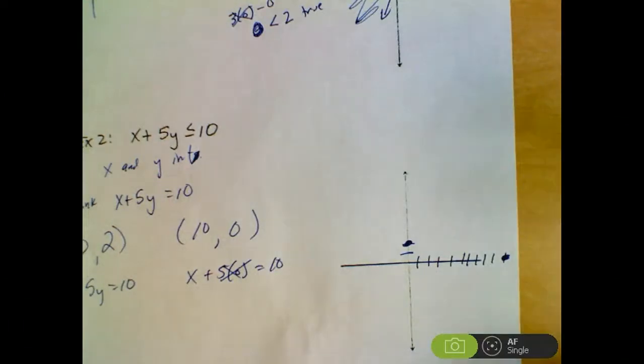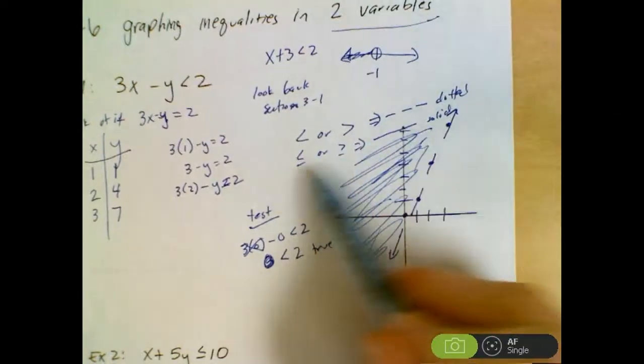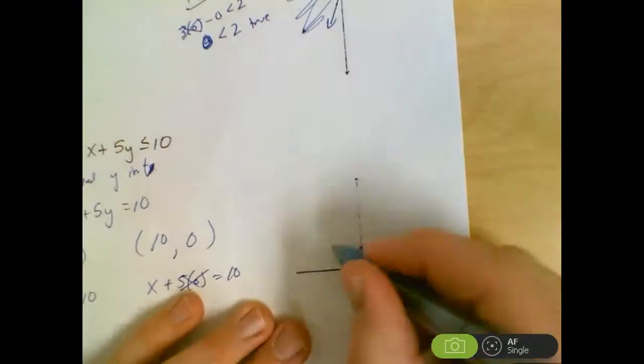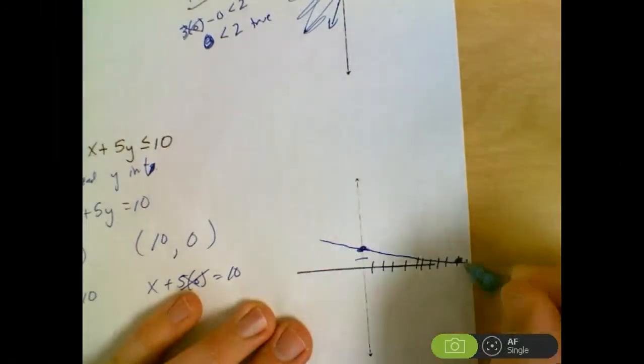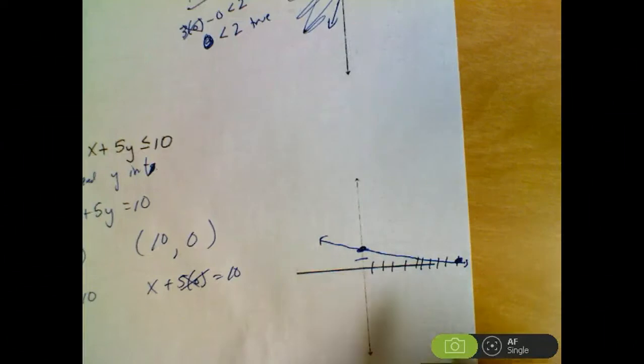Now you have to ask yourself, is this line solid or dotted? Well, if we look back up here, if we don't have the equal sign, it's dotted. If we do, it's solid. We do. There's your line. Now we have to shade.